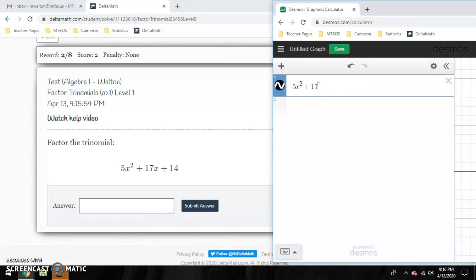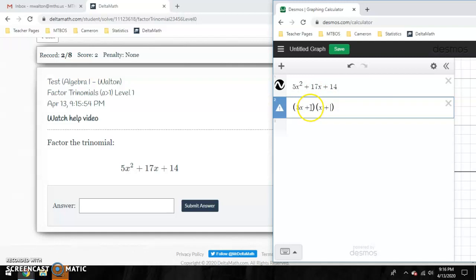So I have plus 17x plus 14. All right, looking at this, I don't have a greatest common factor. I have a 5, I have a 17, and a 14. Those don't have anything besides 1. X squared breaks up into an x and an x. I have a 5x squared, so I'm going to need a 5 on one of these.